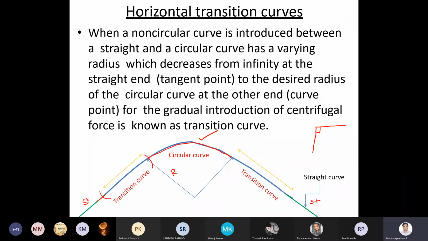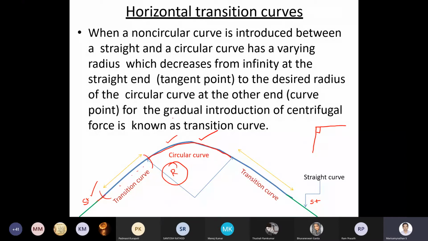This is the same angle happening for the reverse direction also. So that is the reason the transition curve is a kind of transit, one stage to another stage you are transferring. Instead of sudden changing, we provide gradual changes to achieve the radius that we have provided. So that is the way we have explained.